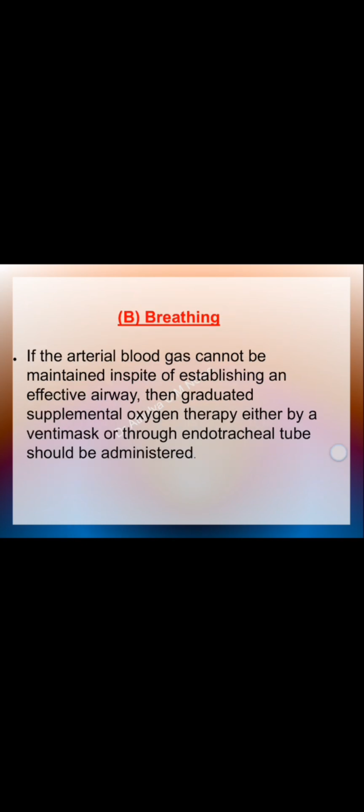Then the second principle is we have to take care of the breathing of the patient. If the arterial blood gas cannot be maintained in spite of establishing an effective airway, then graduated supplemental oxygen therapy, either by a Venturi mask or through an endotracheal tube, should be administered.